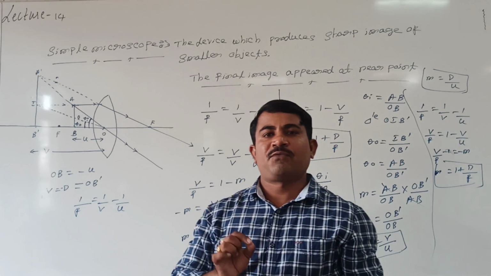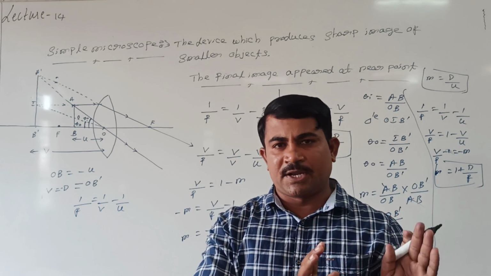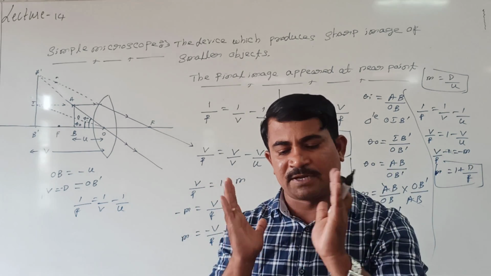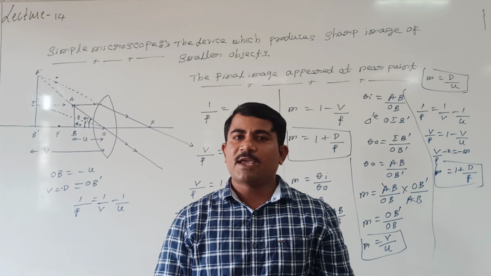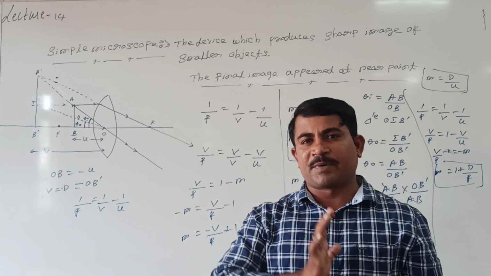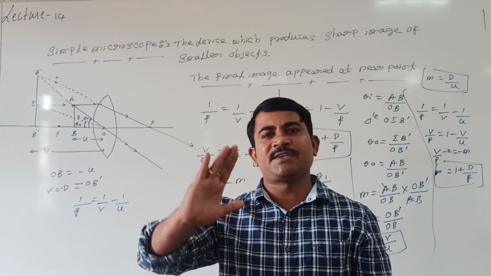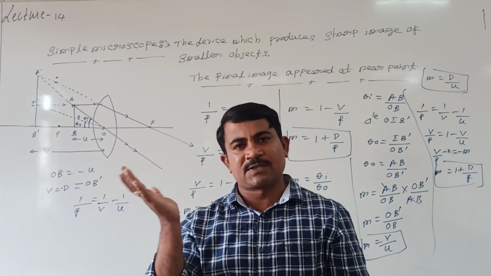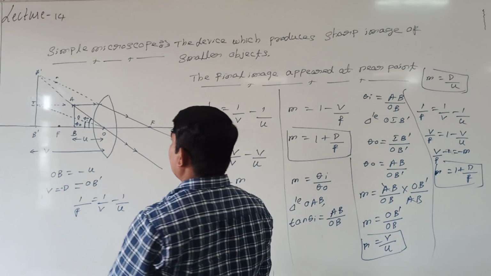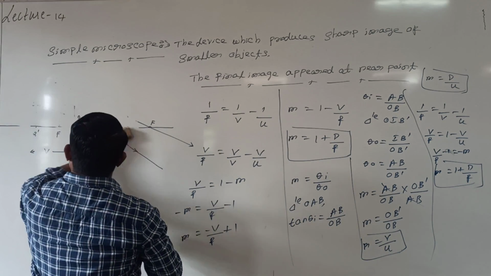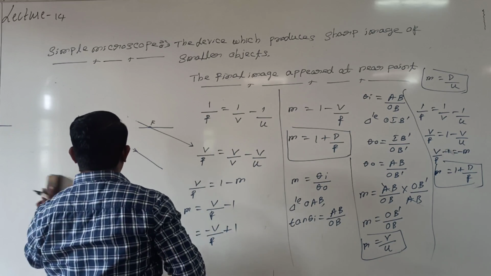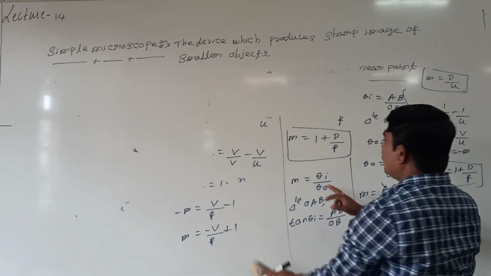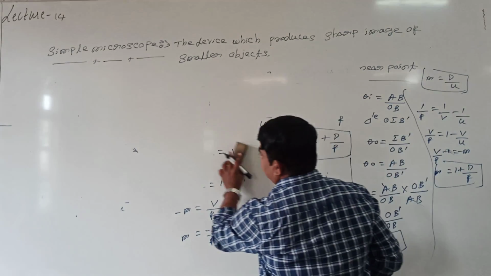This is the final image appearing on the retina, in the case where the object is placed between pole and principal focus. But if the object is placed exactly on the principal focus, then the image appears at infinity. How the image appears at infinity, and how to take that case, we'll see now. Look. For a simple microscope, wherever the object is placed between pole and principal focus, you can take magnification as M is equal to 1 plus D divided by F.